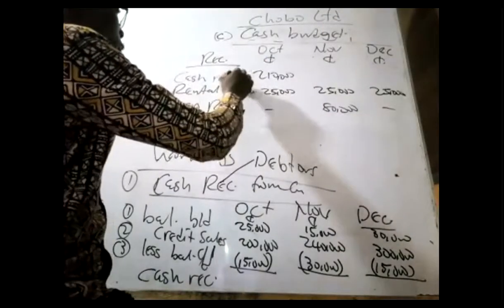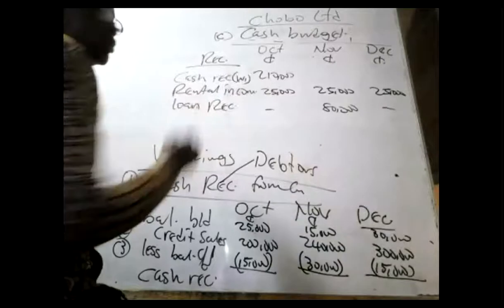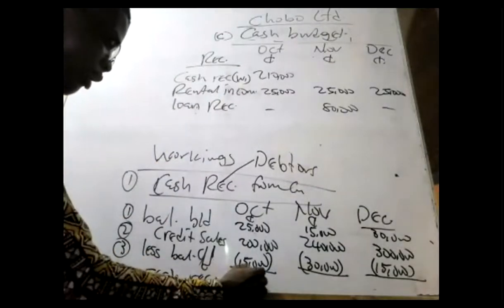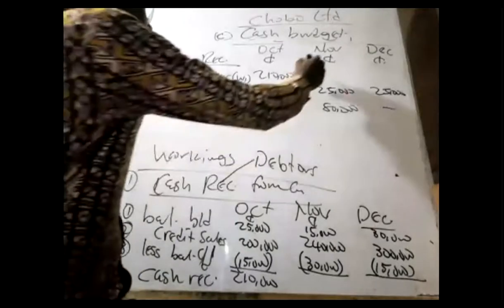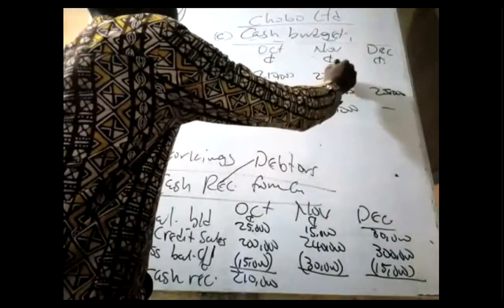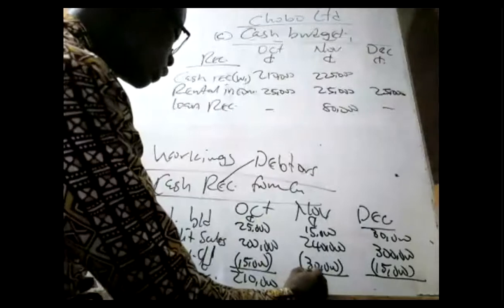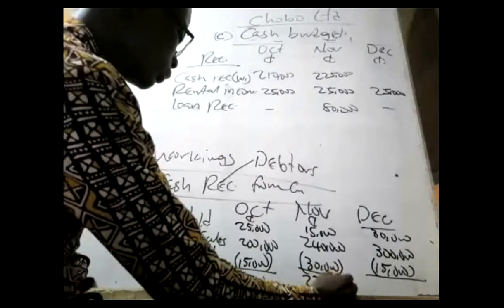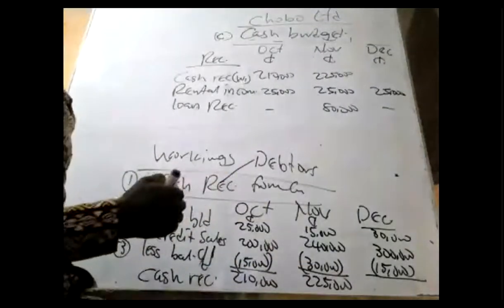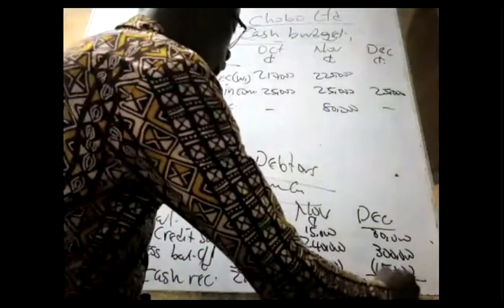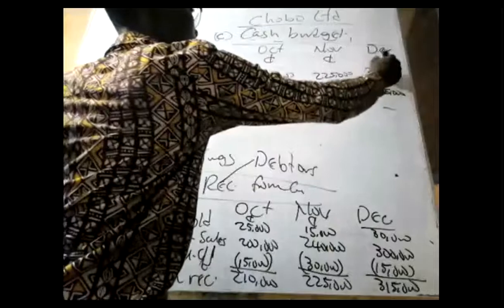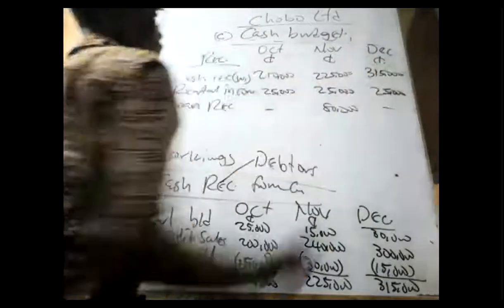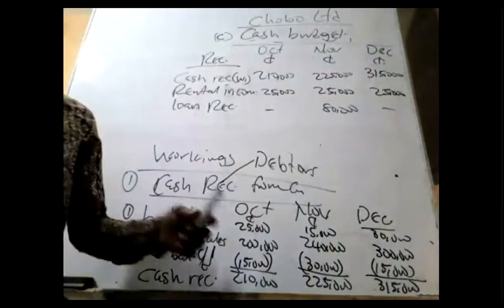Let us examine now, workings number 1. The same as 210 here. It happens to be 225,000. So 225,000, that was recorded here. Okay, so the final one will be 315,000. So basically we are done with the cash received.